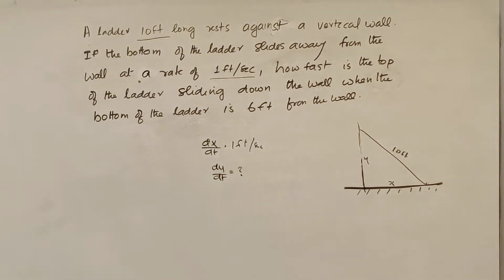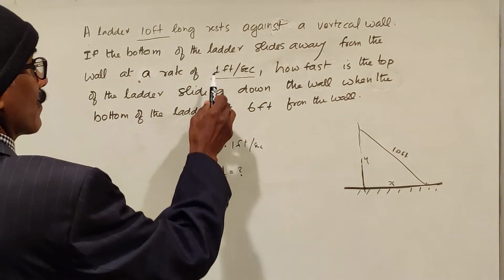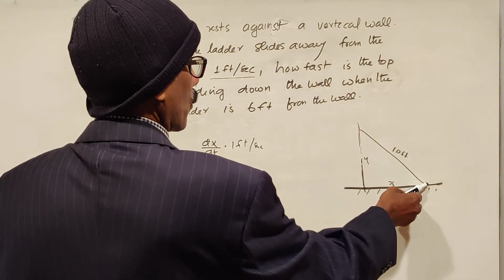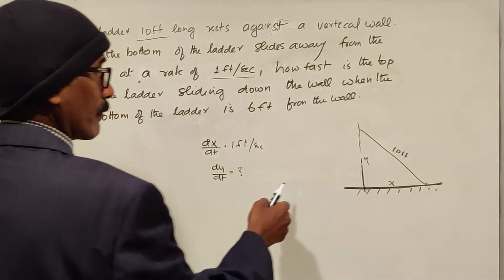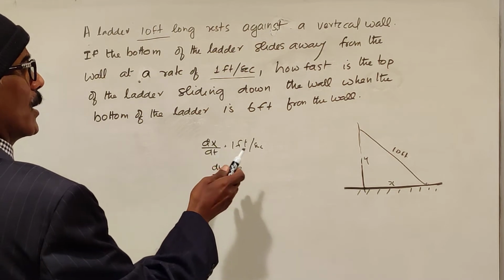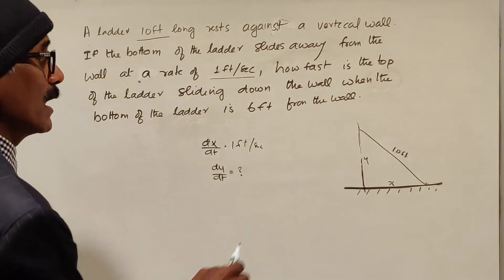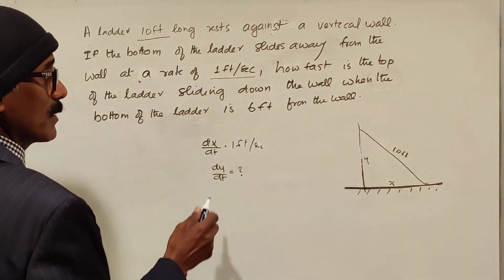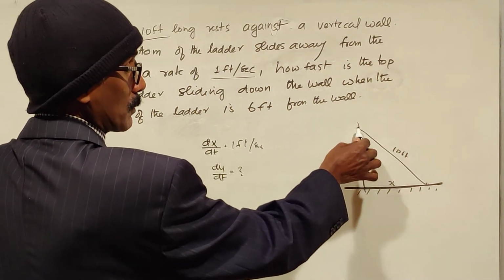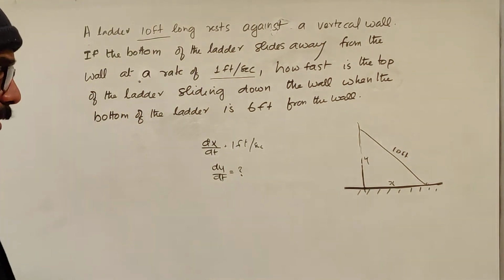Okay, one more time. The length of the ladder is 10 feet. And what is 1 feet per second? The rate of change of the distance of the bottom of the ladder from the wall. Rate means speed. Speed of the bottom of the ladder from the wall, that is dx by dt, that is 1 feet per second. If this is x, dx by dt is 1 feet per second. Then find the speed of the top of the ladder. What is that? That is dy by dt. We are going to find out.